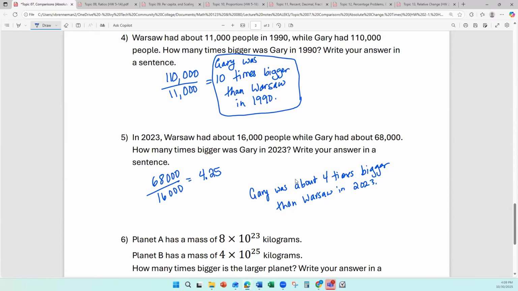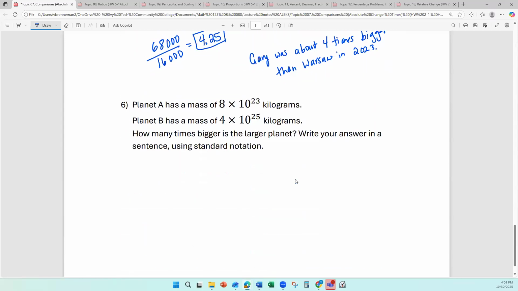But something like that. For Alex, if it's asking how many times bigger, you would just give the number, do any rounding that it instructs, but just give the actual number, not rounded, other than how instructed. Then number 6, we have these 2 planets.